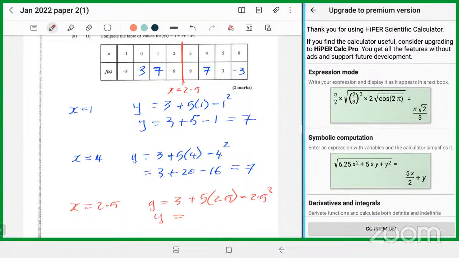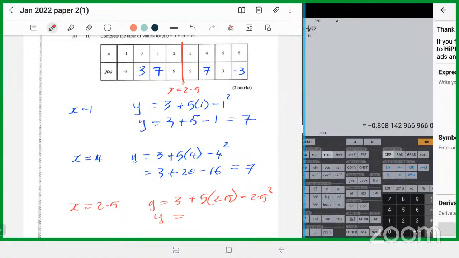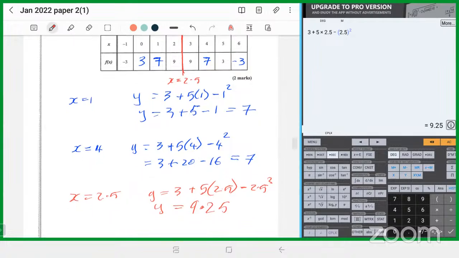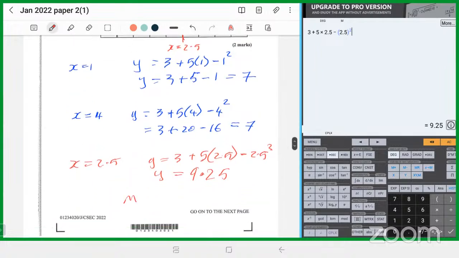I'm going to work it with the formula next and show you that it's going to be the same value. All right, just for us to understand it. 3 plus 5 times 2.5 minus 2.5 squared. I'm getting 9.25. That's my maximum value. So it means that my maximum point is going to be at 2.5, 9.25.